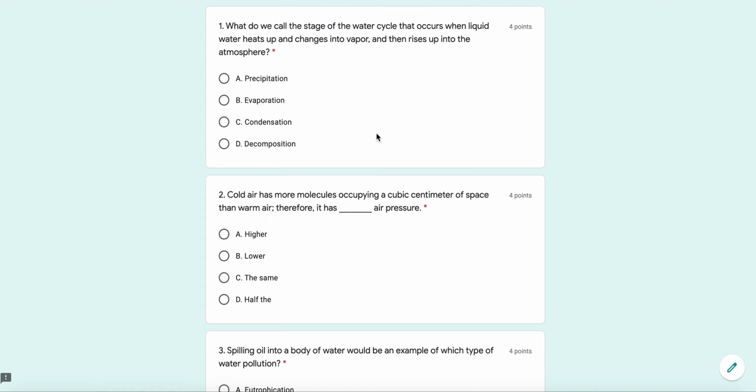So number 1, what do we call the stages of the water cycle that occurs when liquid water heats up and changes into vapor and then rises up into the atmosphere? A, precipitation, B, evaporation, C, condensation, D, decomposition.